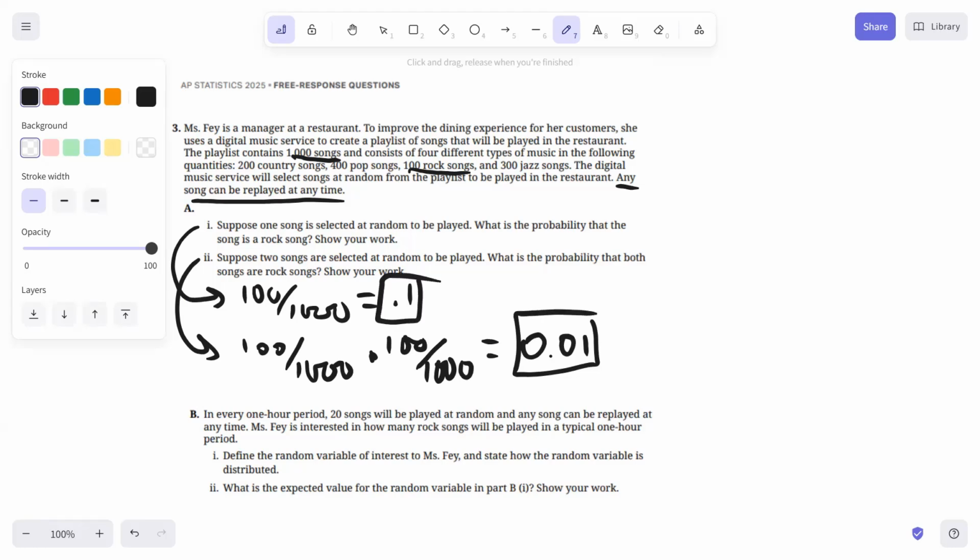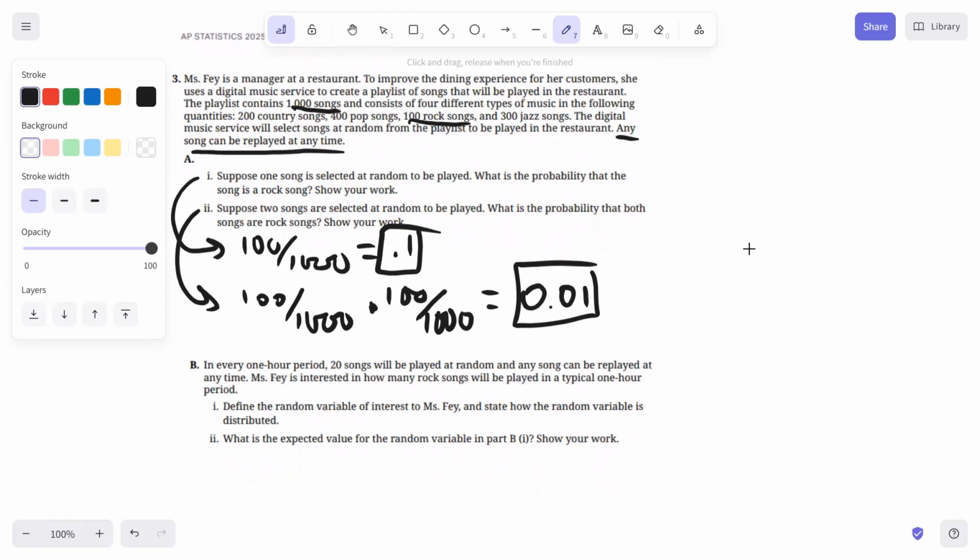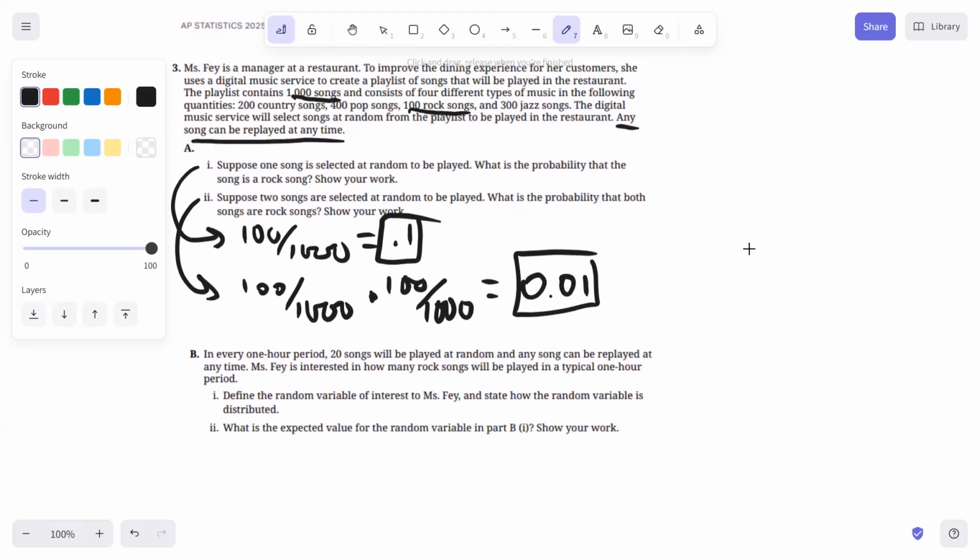So part B, every 1 hour period, 20 songs will be played at random, and any song can be replayed at any time. Mrs. Fay is interested in how many rock songs will be played in a typical 1 hour period. Define the random variable of interest, Mrs. Fay, and state how the random variable is distributed. What is the expected value for the random variable in part B?